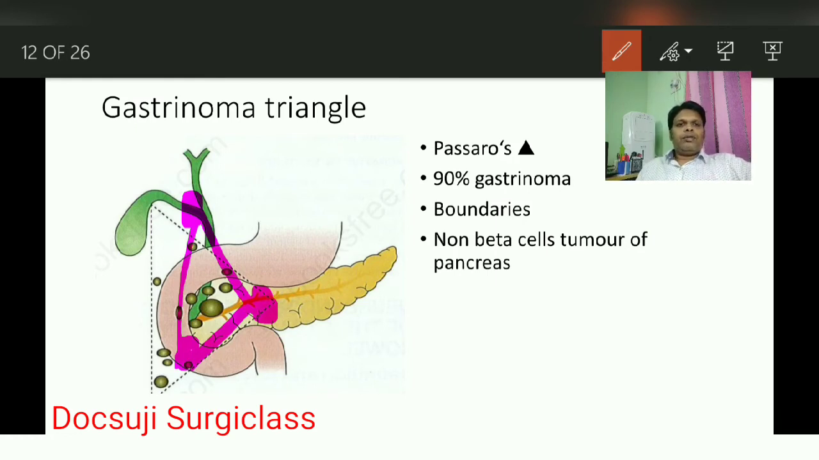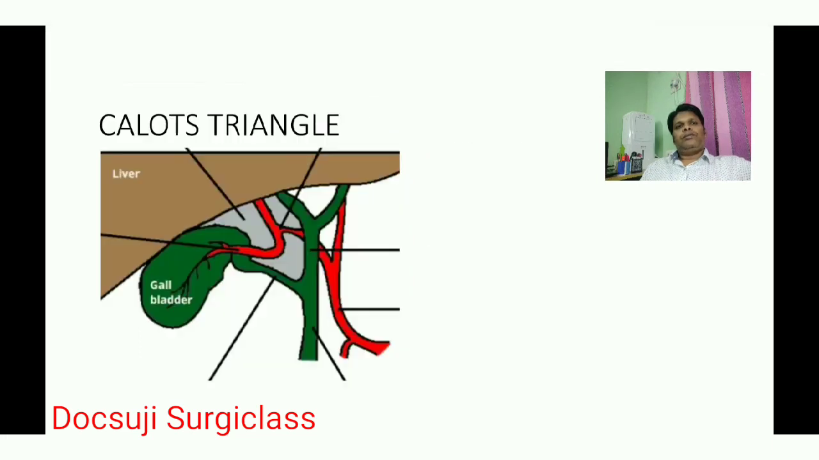Why is it called the gastrinoma triangle? Since 90% of gastrinoma tumors are found in this triangle, that's why it's called the gastrinoma triangle. What is gastrinoma? Gastrinoma is nothing but a non-beta cell tumor of the pancreas. Okay, so this is about the gastrinoma triangle.